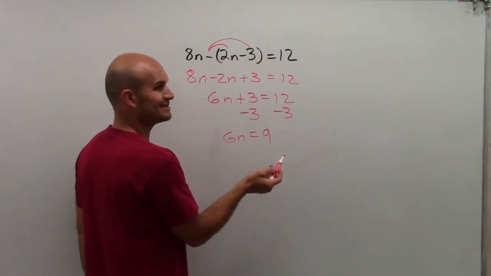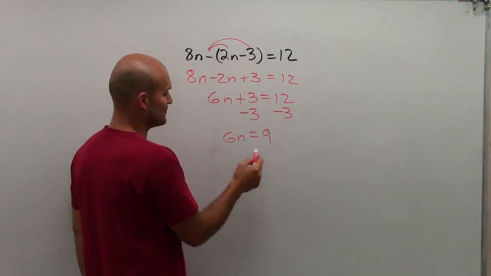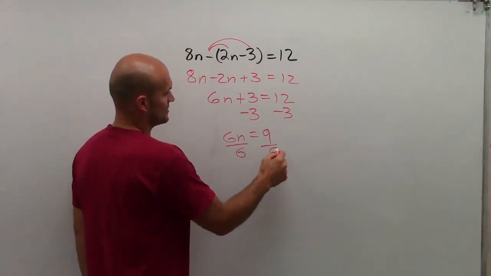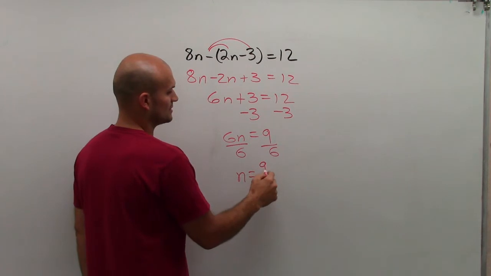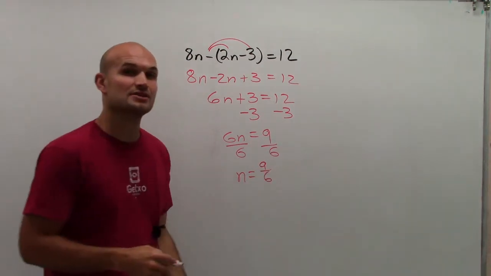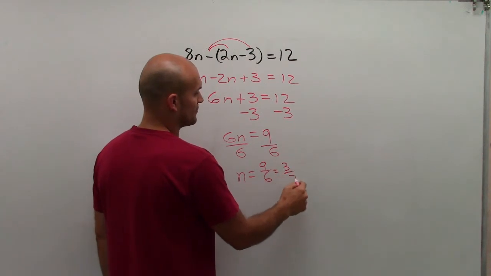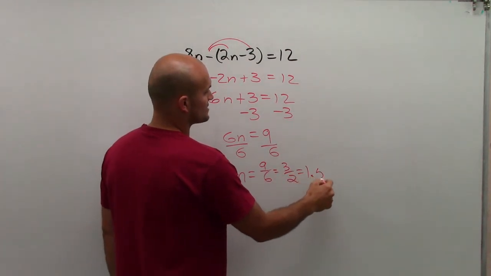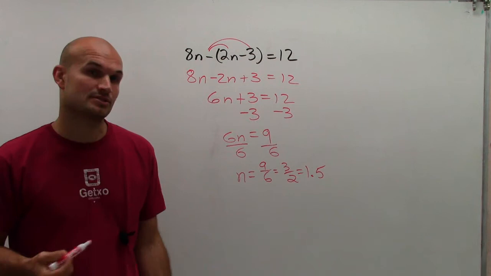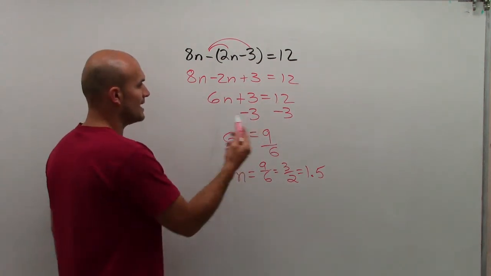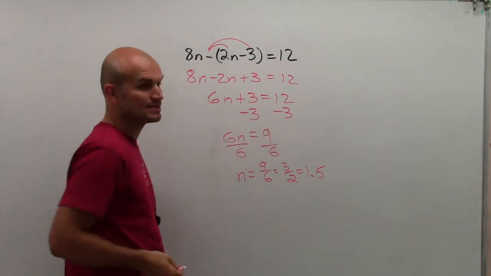So now I got to use my inverse operation. I divide by 6 and I get n equals 9/6. Well, that is a fraction that we can reduce. I can divide by 3 on the top and bottom and I can get 3/2. If you want to write it as a decimal or your teacher asks for the decimal approximation, you'd write it as 1.5.